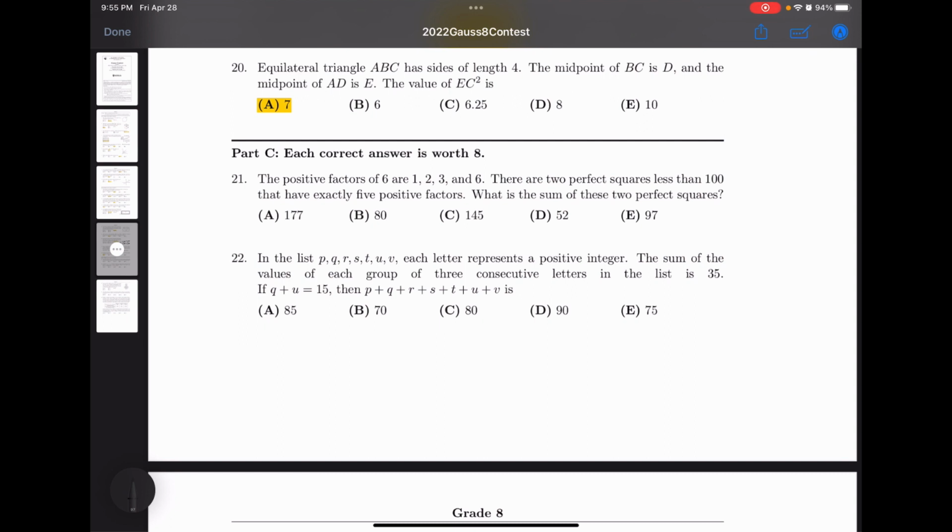Okay, if the perfect squares are less than 100, that means they can be 1 to the power of 2, 2 to the power of 2, 3 to the power of 2, 4 to the power of 2, 5 to the power of 2, 6 to the power of 2, 7 to the power of 2, 8 to the power of 2, 9 squared, and not 10 squared because 10 squared equals 100.